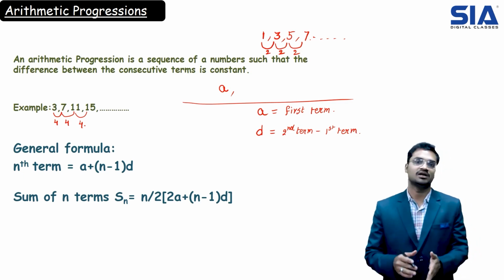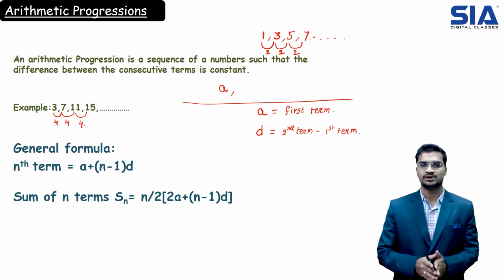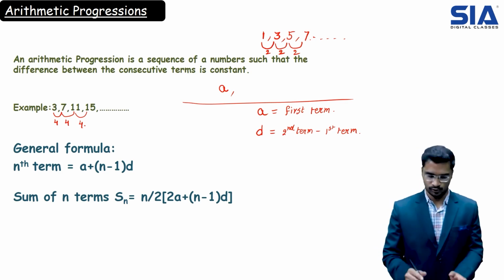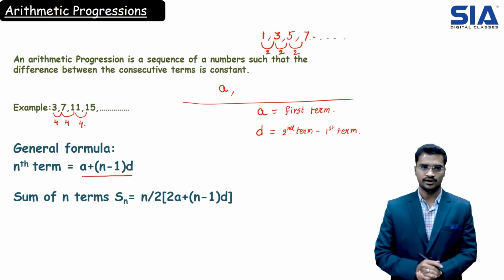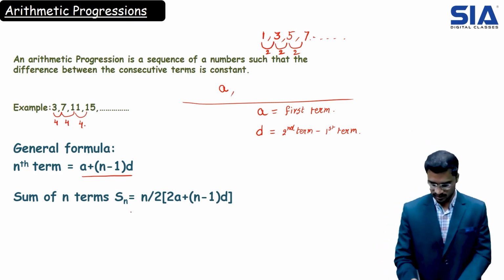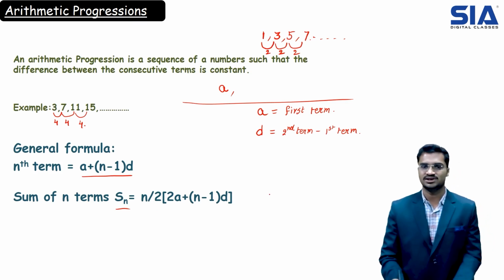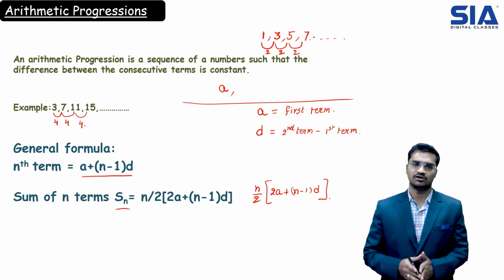Now there are some general formulas in this arithmetic progression. What are those? The general formula for the nth term in arithmetic progression is A plus n minus 1 into D. In the same way, the sum of the first n terms of this arithmetic progression will be Sn is equal to n by 2 multiplied by 2a plus n minus 1 multiplied by D, where a is the first term and D is the common difference.